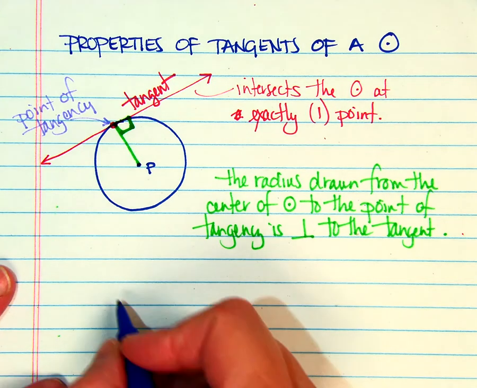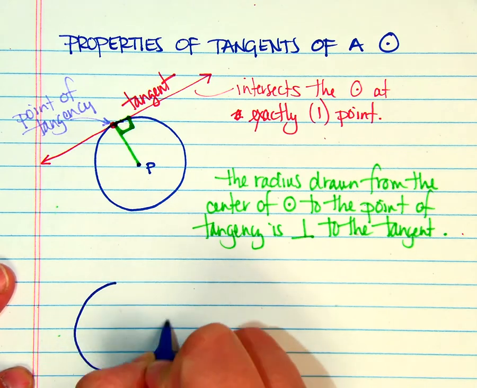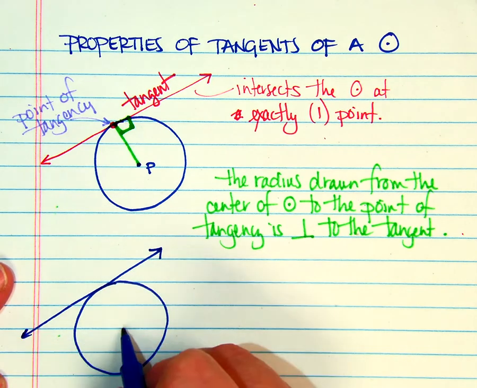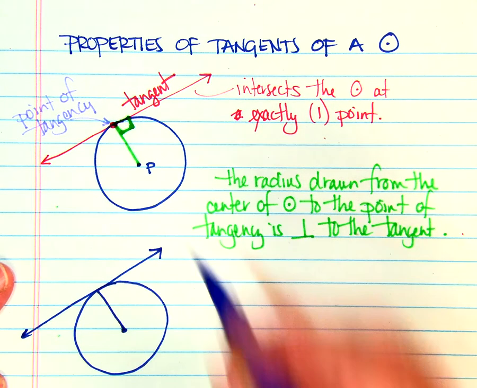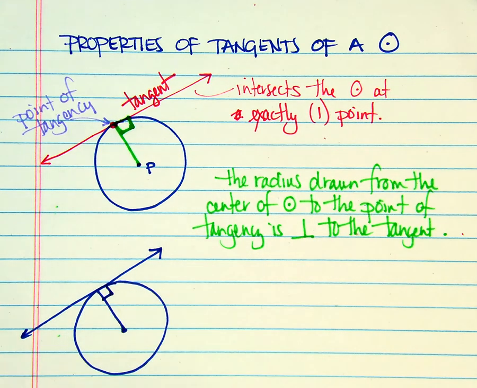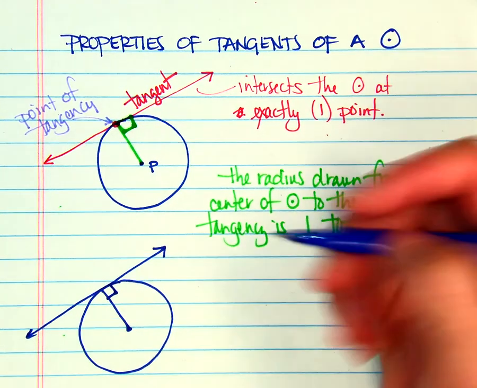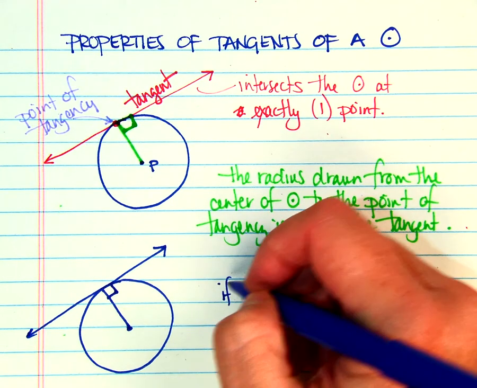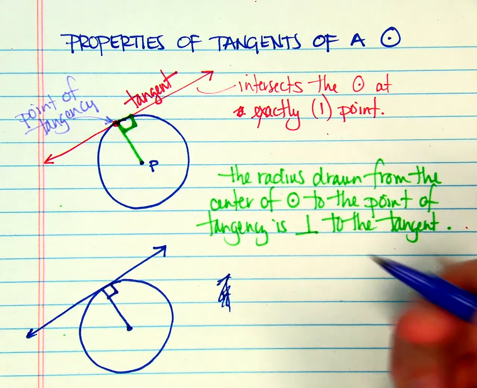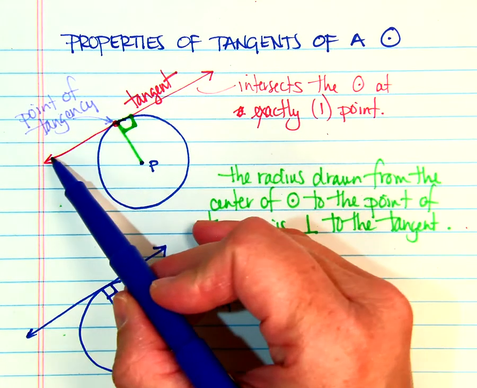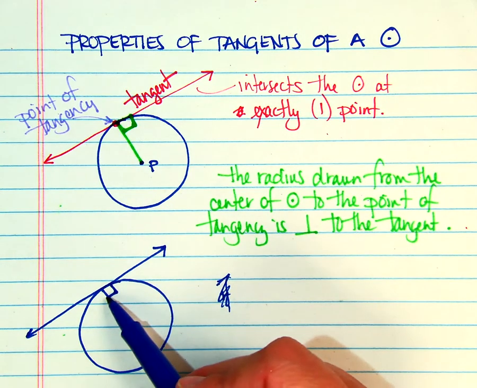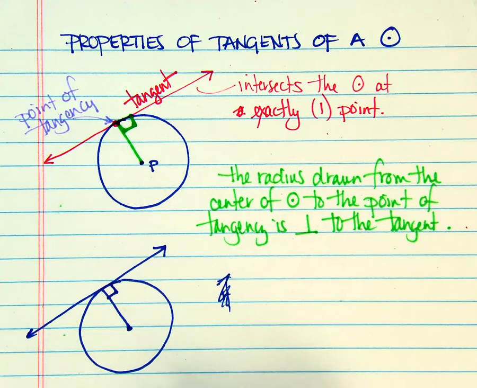We also have the converse of that, is that if we have a line zipping through here, there's the center, and if you know that this radius is perpendicular, then you know that this is in fact a tangent. Just know that it's also the converse. So if this line is tangent, then this is perpendicular, or if it is perpendicular, then this is the tangent. Okay?